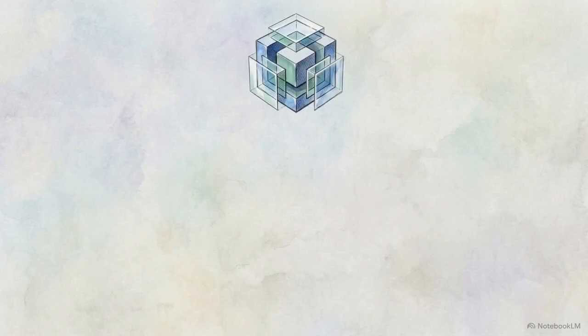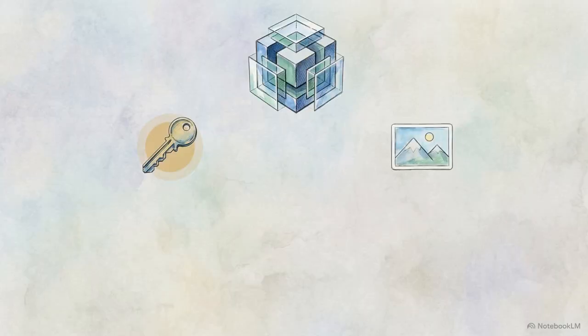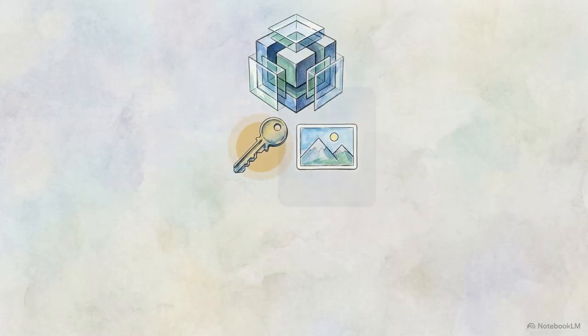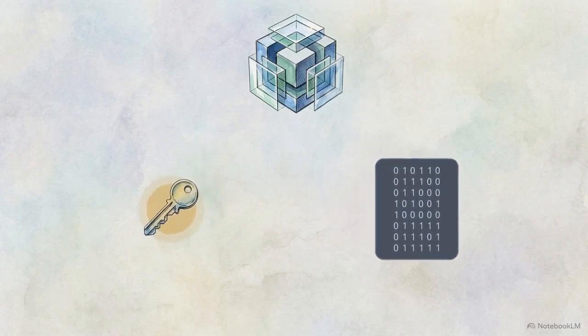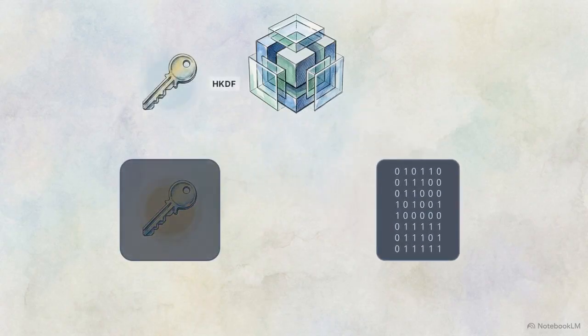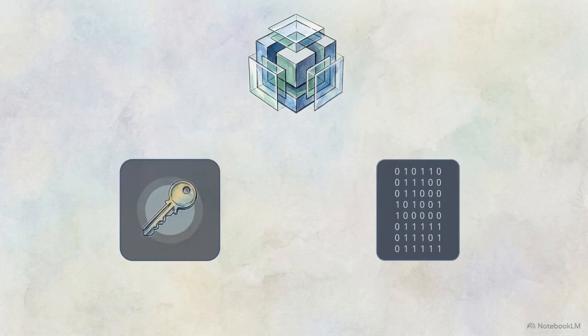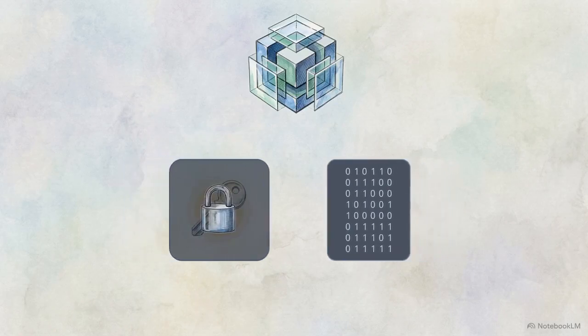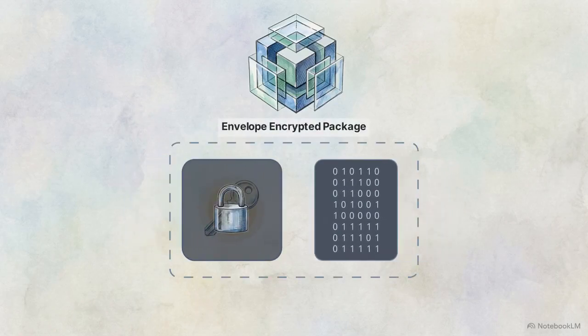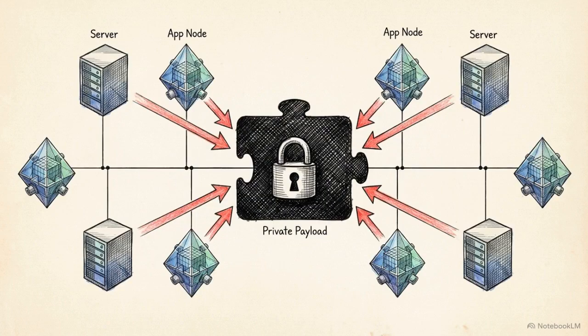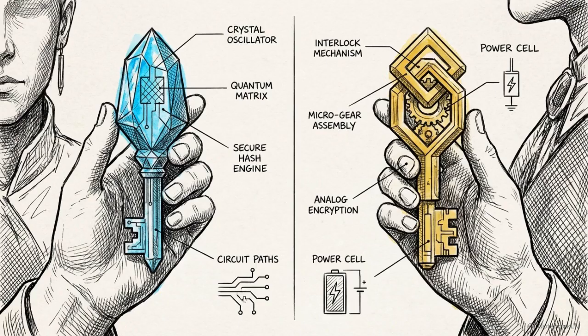In the first layer, the local node generates a symmetric key. This key encrypts the image data payload, turning the photo into unreadable ciphertext. In the second layer, that symmetric key is encrypted asymmetrically using the recipient's public key, derived via an HMAC key derivation function. Neither the network hosts nor the applications relaying the traffic can alter or read the private data, without the explicit cryptographic keys held by the participants.